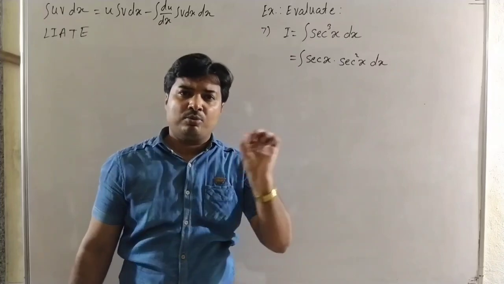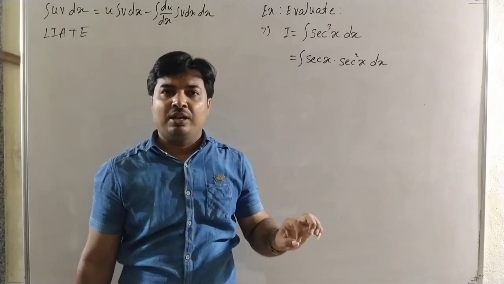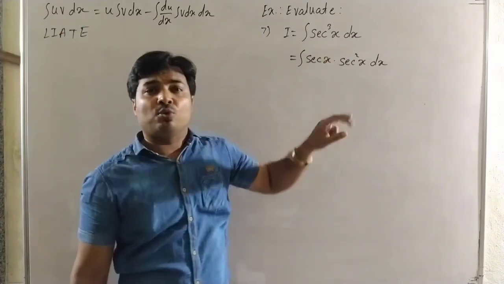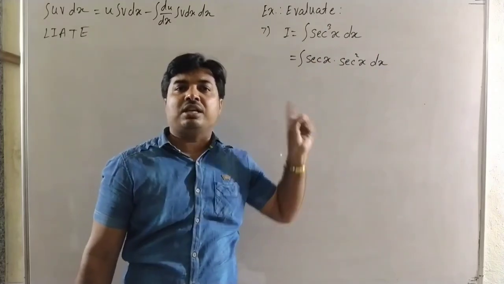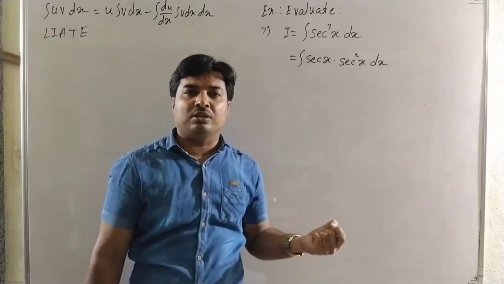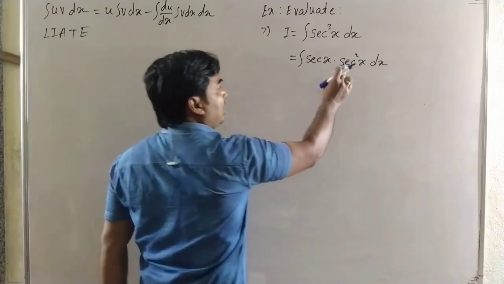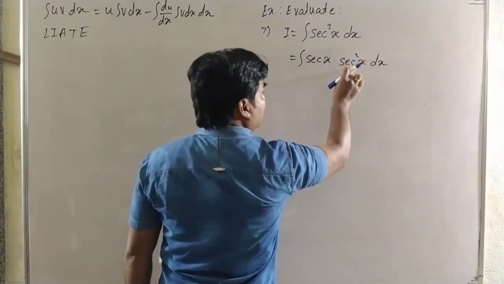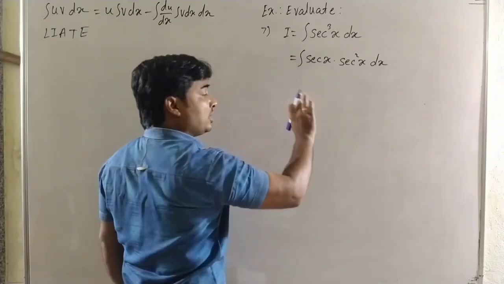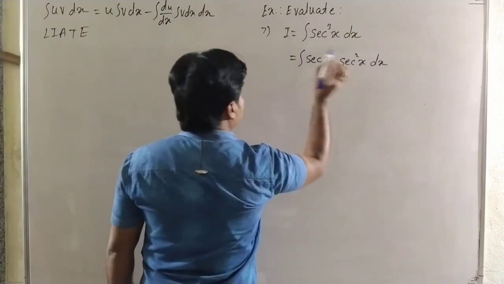The integral of sec x is log of sec x plus tan x, and the integral of sec square x is tan x. Since sec square x is easily integrated, we take sec square x as the second function. In integration by parts we take as the second function the one whose integration is easily found. The integral of sec x is log of sec x plus tan x, while the other is only tan x. So sec x is the first function and sec square x is the second function.